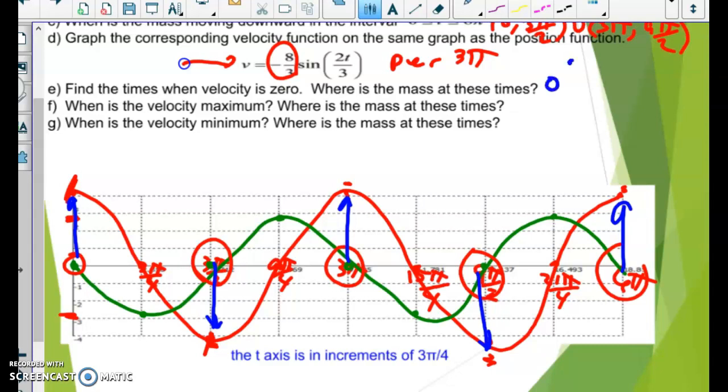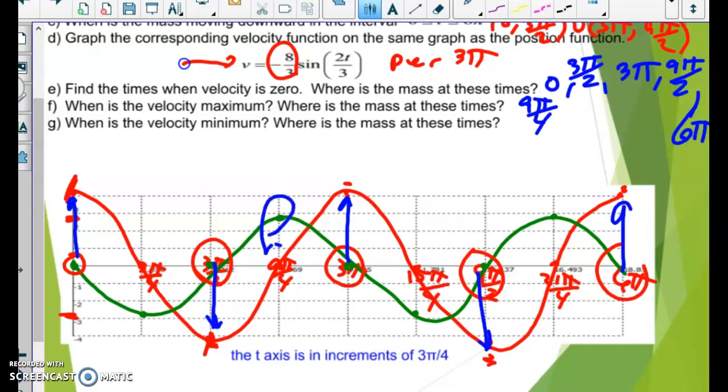Looks like 0, 3 pi over 2. Looks like at 3 pi. Looks like 9 pi over 2. And at 6 pi. Those are all the places where it's at its maximum or minimum. Whereas at its maximum value is the velocity at its maximum, we're going to pick this 9 pi over 4 value right here. And it looks like 21 pi over 4.